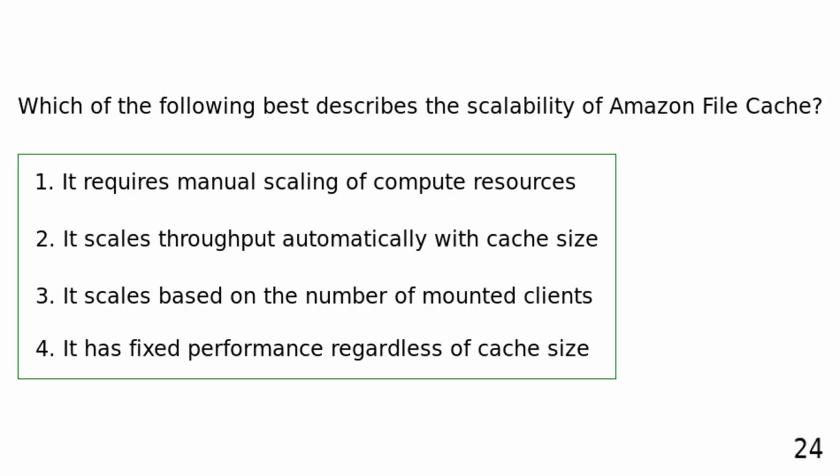Which of the following best describes the scalability of Amazon File Cache? It requires manual scaling of compute resources. It scales throughput automatically with cache size. It scales based on the number of mounted clients. It has fixed performance regardless of cache size.